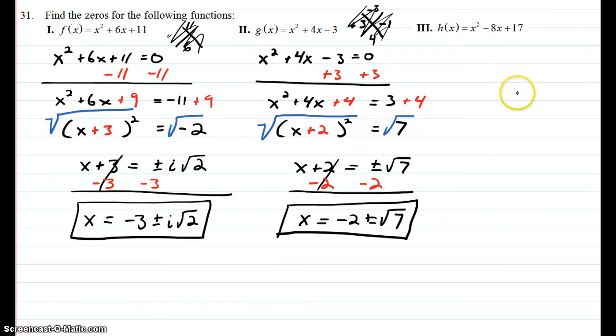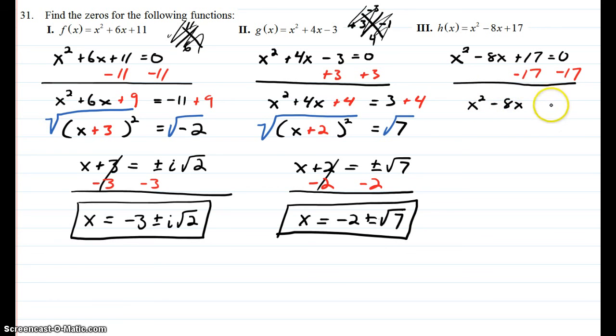Alright, the last one. You can try to factor it if you like, but since 17 is prime, you're not going to get 17 and 1 to make negative 8. So we're going to complete the square in this one also. So x squared minus 8x plus 17 equals 0. So subtract 17 from both sides, and I get x squared minus 8x equals negative 17. Start the next step.